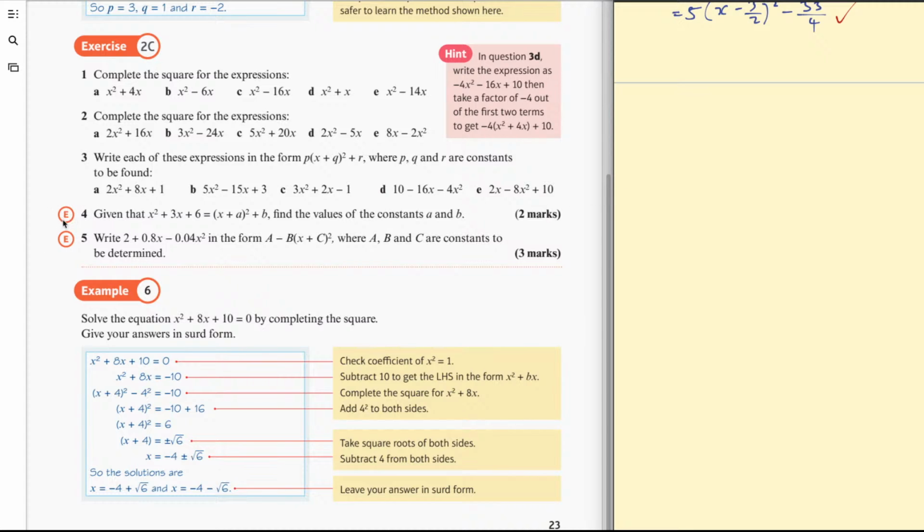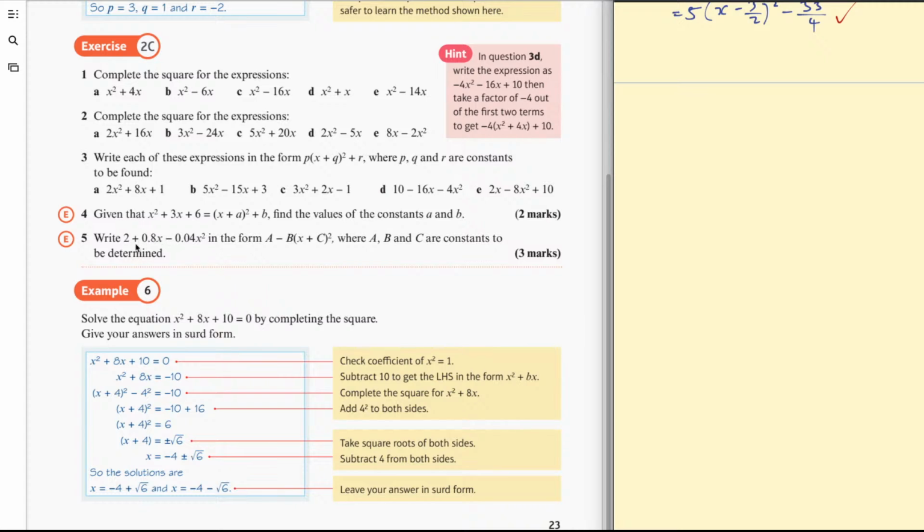Question 4 has a little e next to it. That means it's an exam style question. I might leave that one up to you. Question 5 says, write 2 plus 0.8x take 0.04x squared in the form a take b (x plus c) all squared, where a, b, and c are constants to be determined. And I'll leave that one up to you as well.